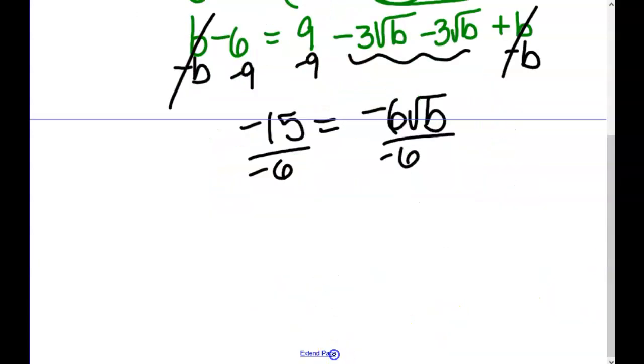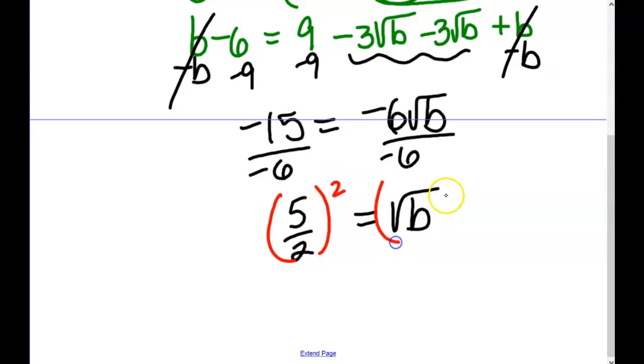before we square that. So we get the square root of b equals, let's see, what goes into both of those? 3 or negative 3, so we get 5/2. Does that seem right? Negative divided by negative becomes positive. 15 divided by 3 is 5. 6 divided by 3 is 2. Did I do okay? Okay, so now it's not as tricky as it looks.